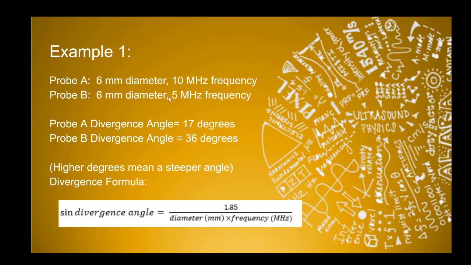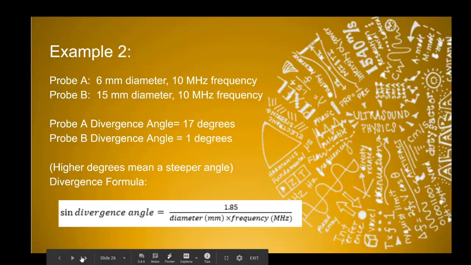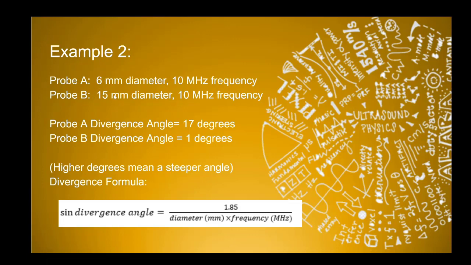So if we plug our numbers into it, we see that our higher frequency has a lower angle of divergence compared to the divergence of the low frequency. When you have higher degrees, it means that we have more divergence happening. We can look at our example 2. Again, same idea. We've left the frequencies equal. Now we have changed the diameter of our probes. We can see that our thin probe has a very large divergence, where our wider probe has a very low divergence. They are inversely related to divergence.